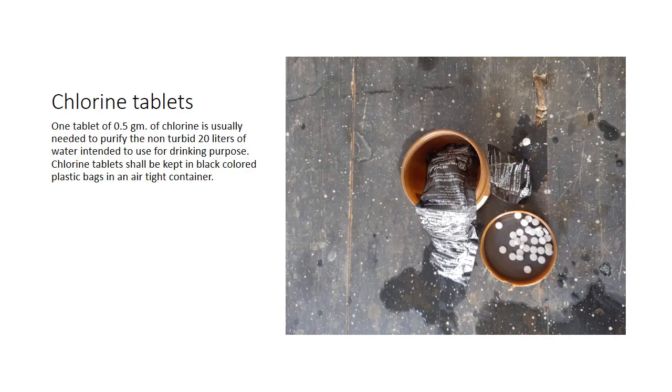This picture shows chlorine tablets. At domestic level, for purification of drinking water, chlorine tablets are very suitable. The strength of the tablet is 0.5 gram. A tablet is crushed and the powder is put into the water intended for drinking purpose.